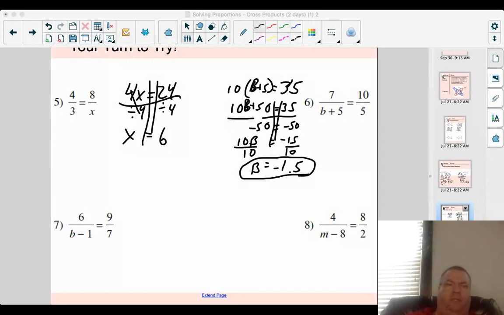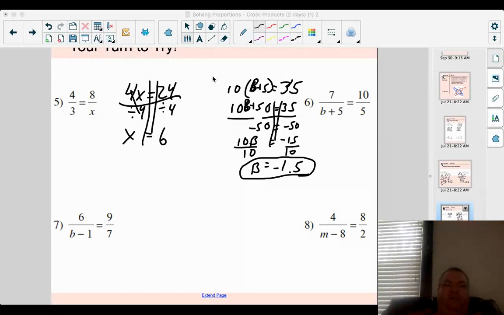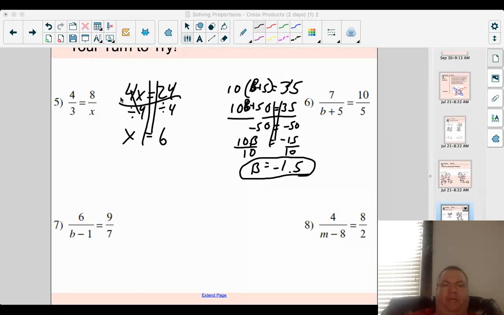All right, so let's check in. Hopefully these are the answers that you got. Number 5 was pretty straightforward. 4 times x is 4x. 3 times 8 is 24, so 4x equals 24. You had to divide by 4, and you got x equals 6.